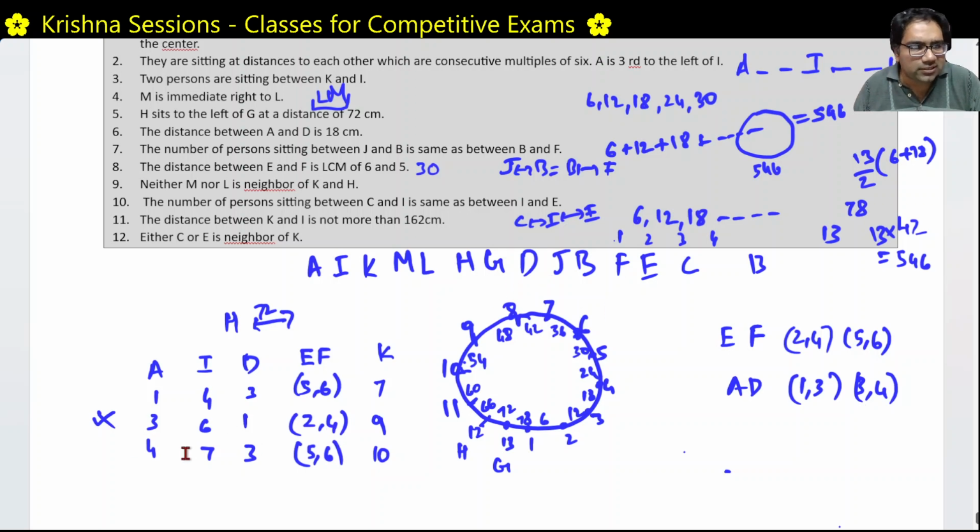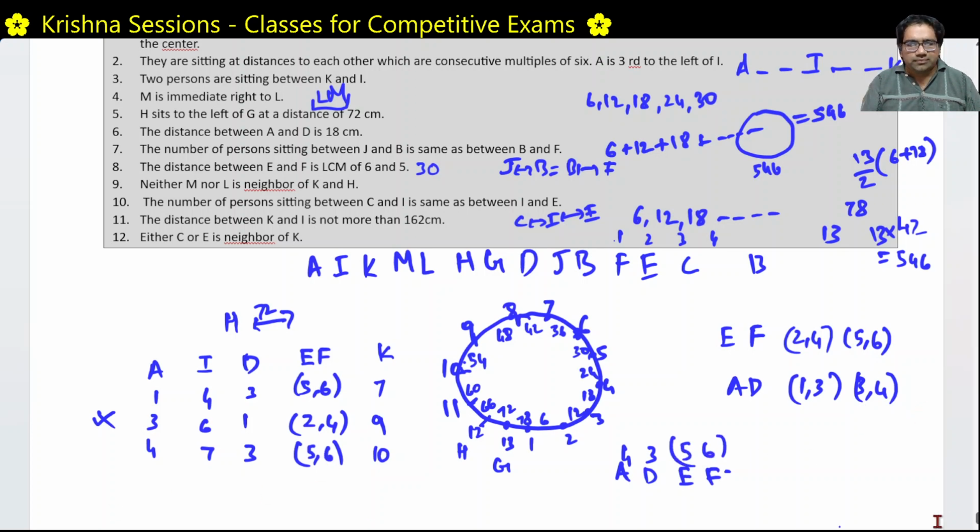Now let's take this condition. A is sitting at 4. Right. Now let's do again. If A sits at 4, A is at 4. Right. Then where will D sit? D will sit at 3. Then EF will sit at 5 and 6. This so far we have discussed.